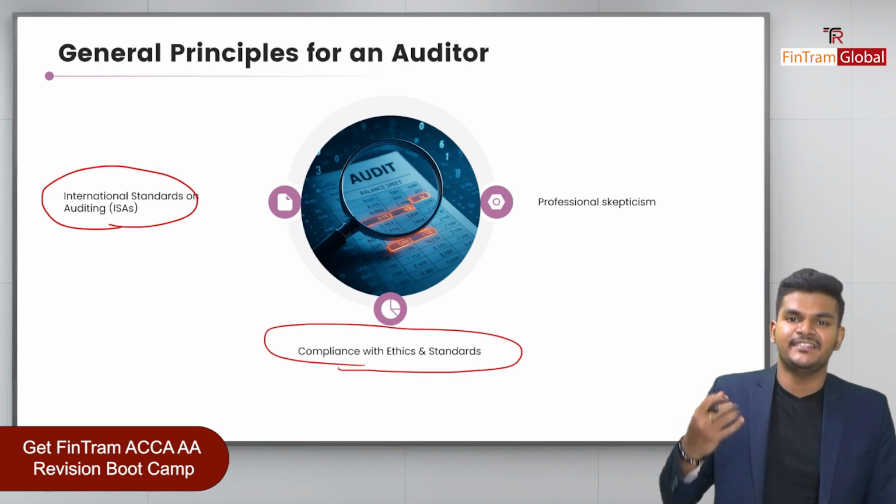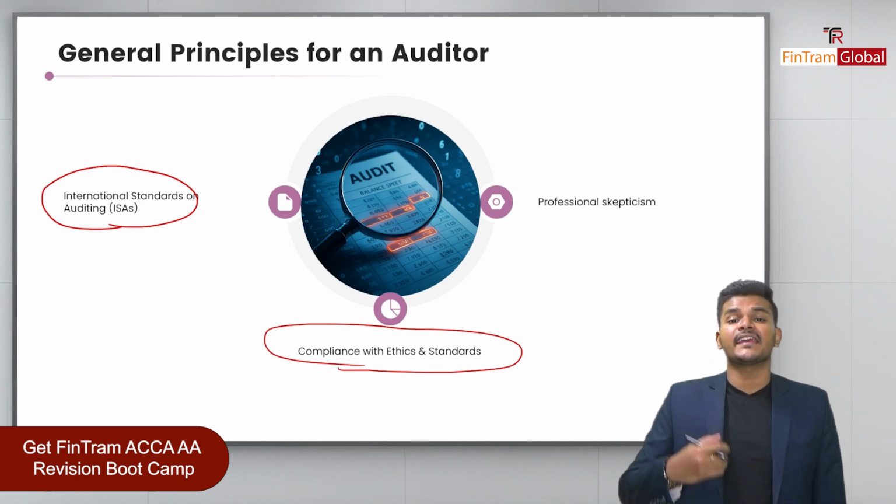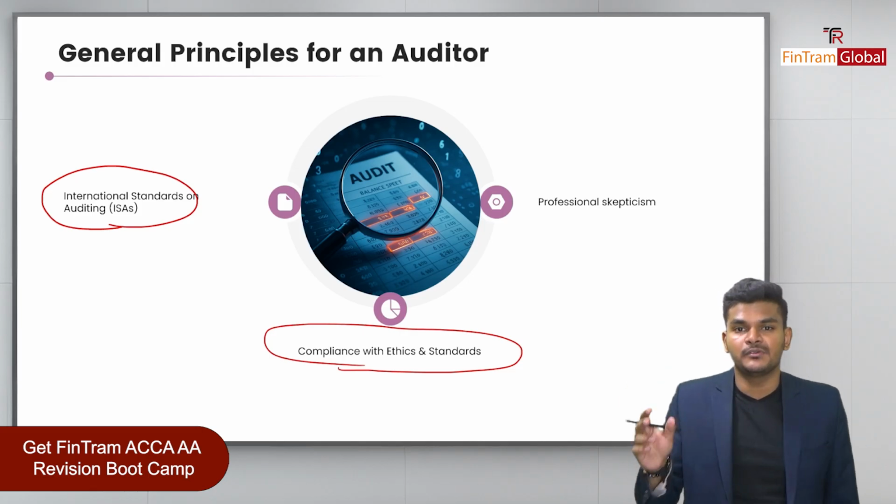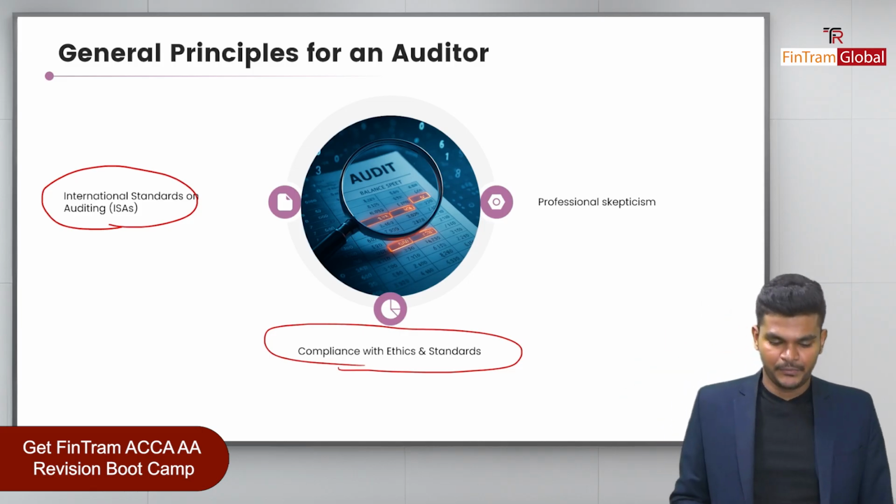There are two ethical standards that we primarily focus on throughout the syllabus, right? First of all, there is the ACCA's Code of Ethics and Conduct. And secondly, there are the IESBA standards as well. The International Ethics Standards Board published standards as well. Okay, folks, so remember that.